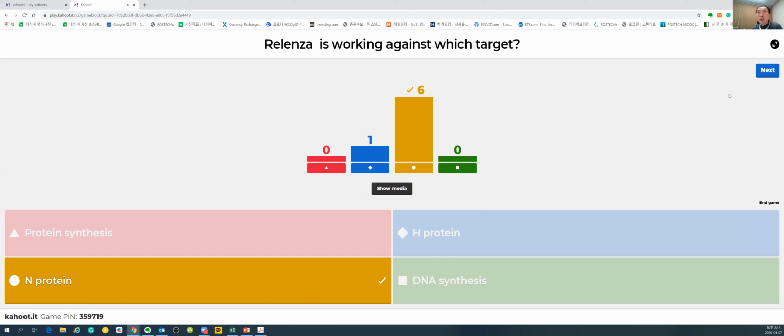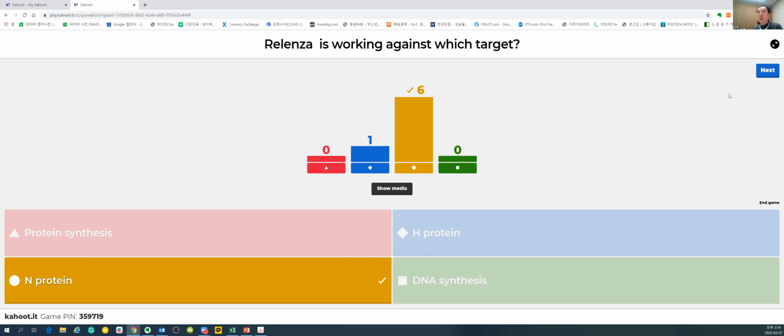Okay, what does that mean? If Relenza is working against N protein, can you explain what is the mechanism of it? Dongo, could you tell what is the mechanism of Relenza against influenza virus? It mimics the structure of sialic acid. And so the N protein can alternatively bind to Relenza instead of the sialic acid. So virus cannot move to other places because they're still bound to the host cell.